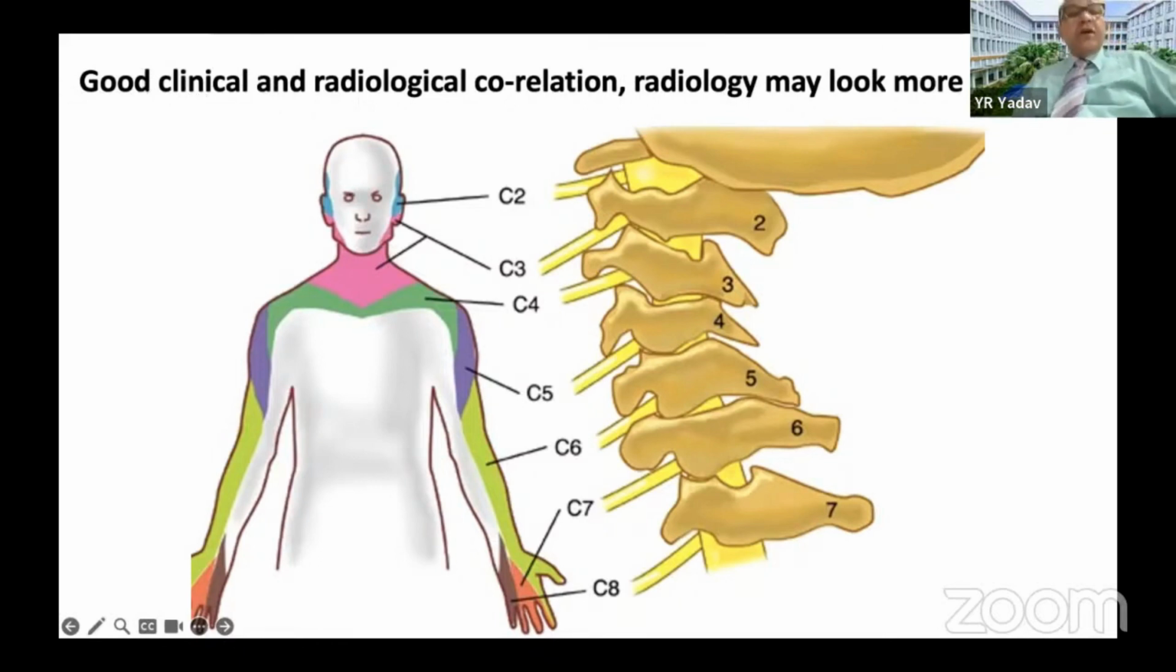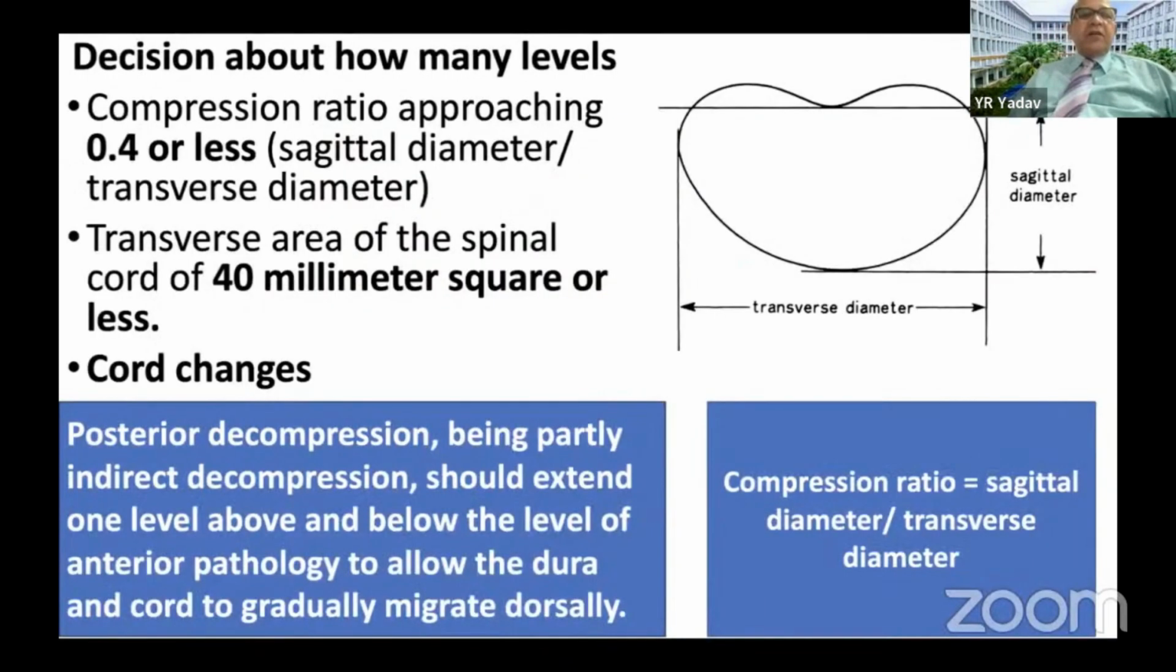So there should be good clinical and radiological correlation, because the radiology may look very extensive, but you may require a smaller number of levels to be decompressed. So how do you decide how many levels to be decompressed?